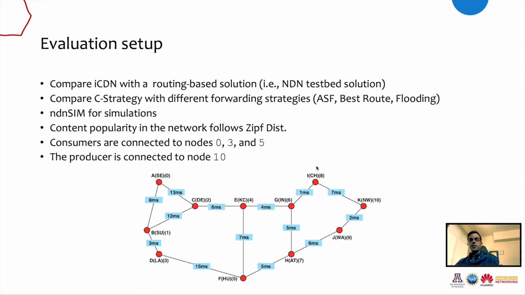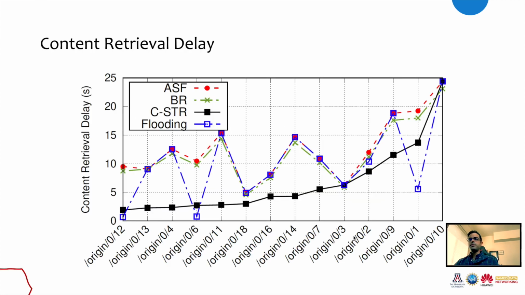We use the Abilene topology as is shown here, and consumers are connected to nodes 0, 3, and 5. The producer is connected to node 10. Here, I'm going to present only some of the results, and you can find more results and comparisons in the paper. So this figure shows how fast node 0 downloads different contents in the network. As you can see, C strategy, which is represented by the black line, outperforms ASF and best route strategy.